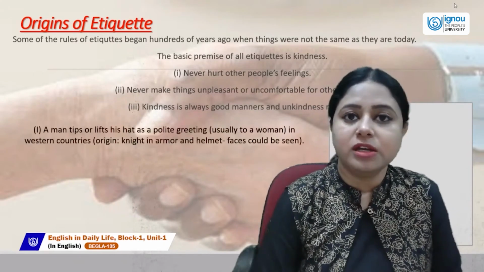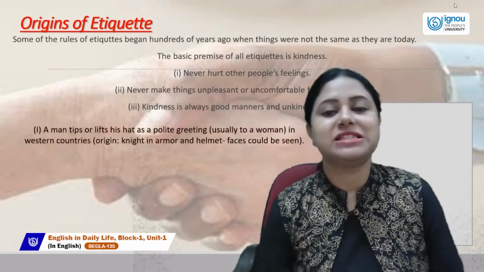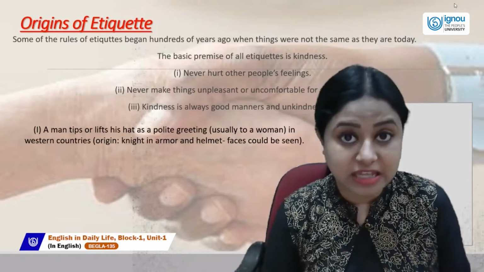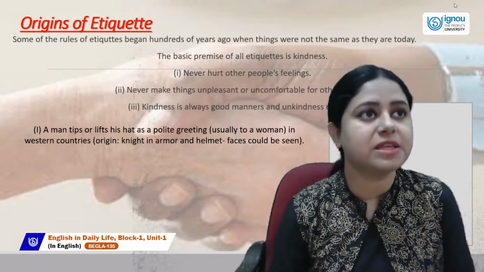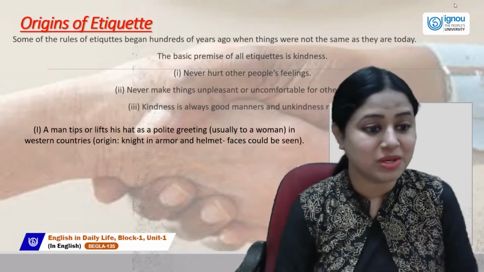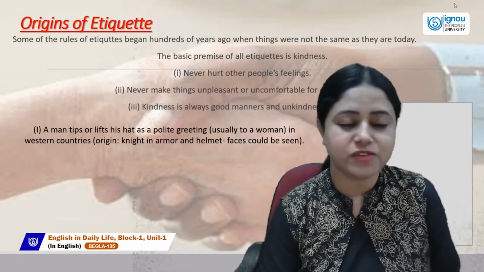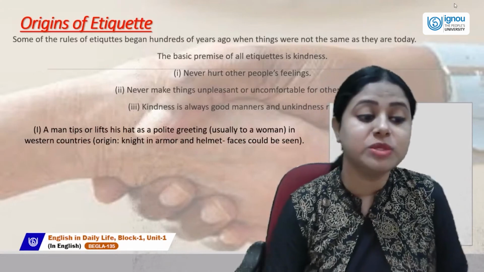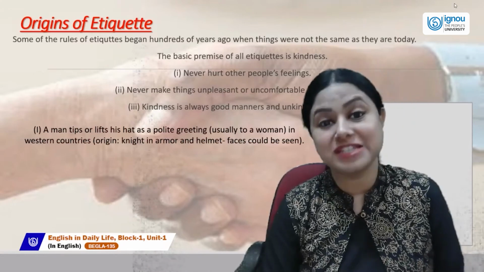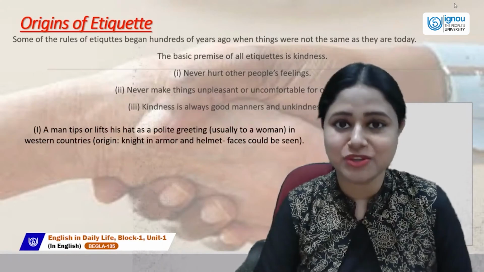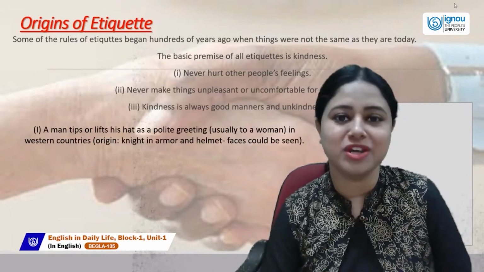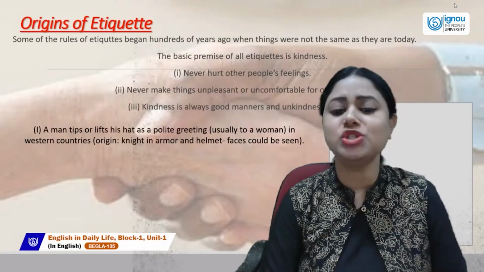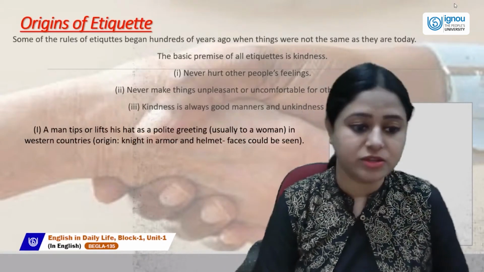Now, let's look at certain behaviors which existed and were considered the standard rules of etiquette in past times, and let's see if they are still relevant. Okay, so first is, you must have seen it in the movies, if you pick British movies, or if you look at the Victorian era, you'll see that a man would tip or lift his hat as a polite greeting. Can you think of any such scene from any movie or any show that you have seen? Right? A man will tip or lift his hat as a polite greeting, usually to women in Western countries, right?